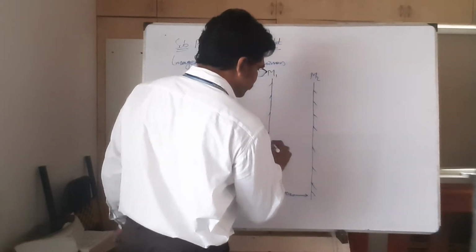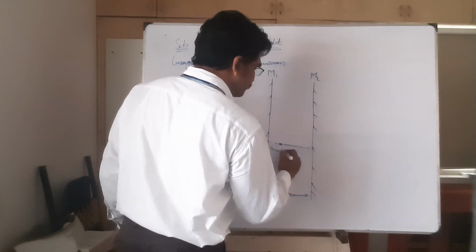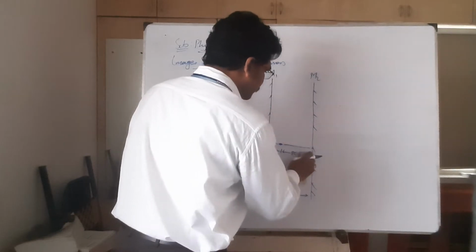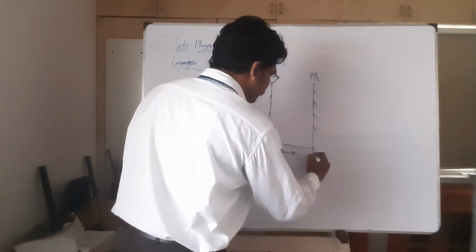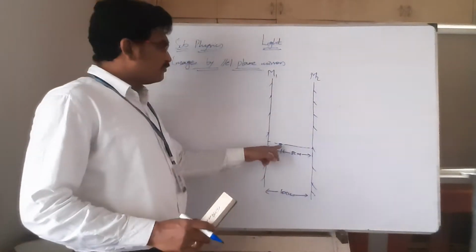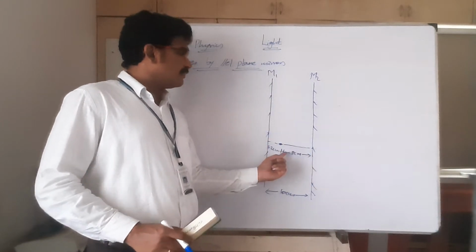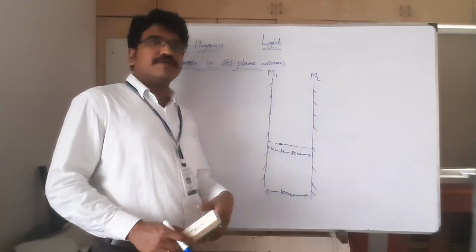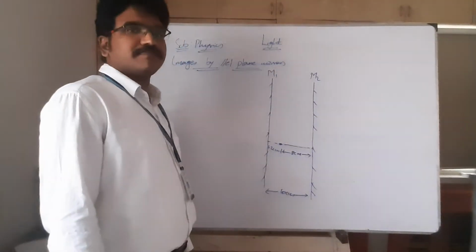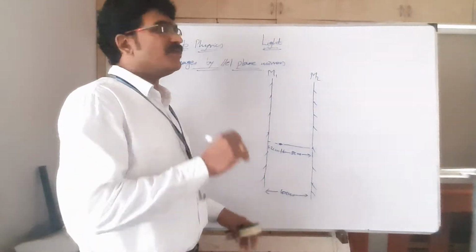This object is at 2 centimeters from M1, and from mirror M2 it is at a distance of 8 centimeters. Now the question is, locate the images formed by the two mirrors considering the reflection on M1 first.